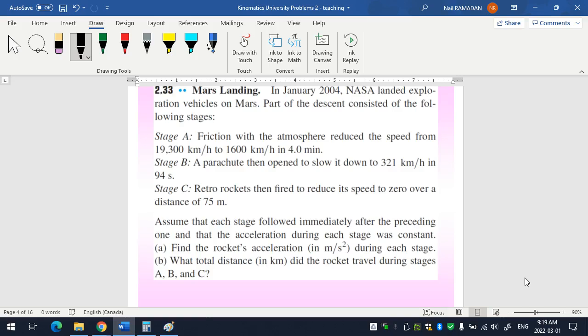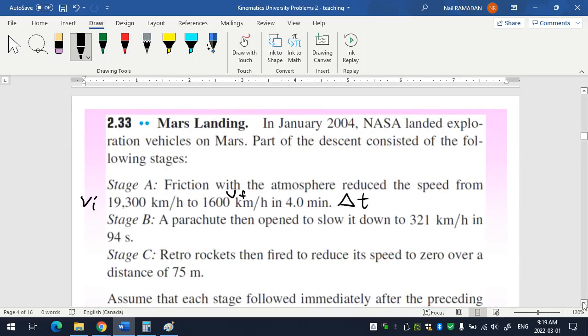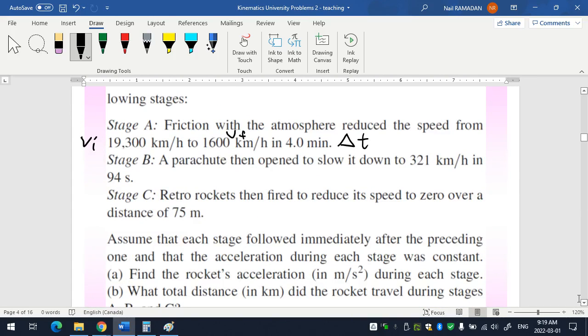So write VI here. For this stage, we're going to do the symbols per stage. So for this stage, VI is this guy, which means this is VF, great. And this would be delta T, time. Perfect. Stage 2. A parachute then opened to slow it down to 2. So what's that after 2? Again? I didn't hear it. Come on. Safe zone.